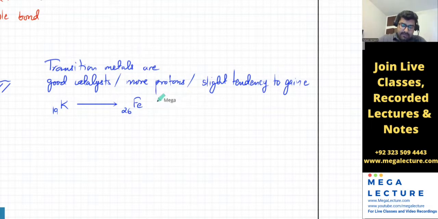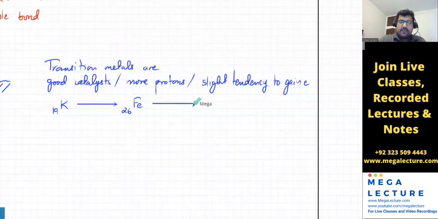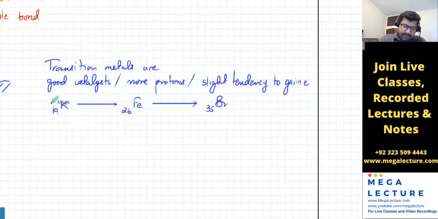Can somebody double check? Iron has 26, I'm pretty sure it's got 26. Nickel has 28. Then on the extreme right, you've got bromine, which has 35 protons. The ones on the left are not good catalysts because they like to lose electrons. Why do they lose electrons? Because the nucleus does not have a lot of protons, right? So they form positive ions.